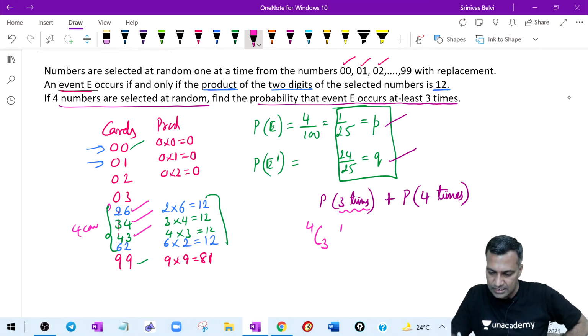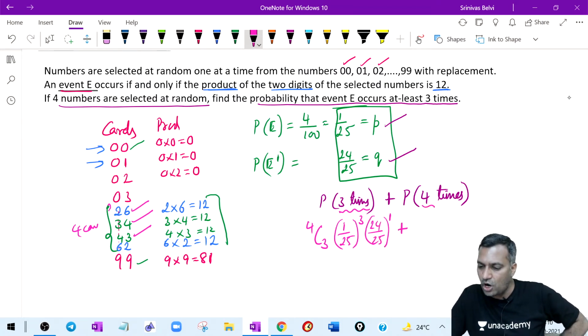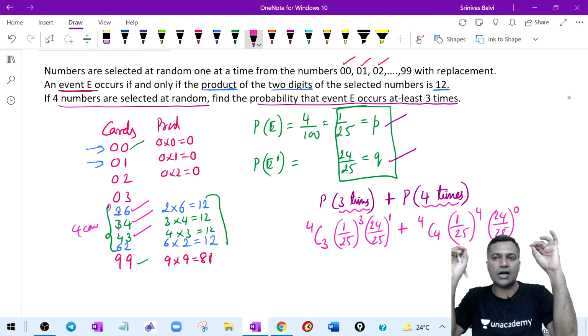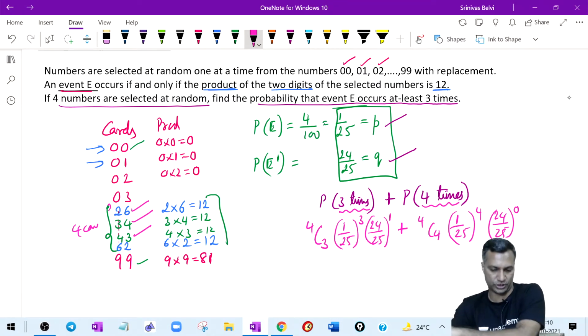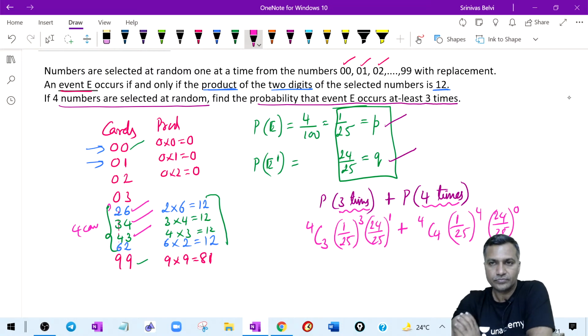So you are writing this as 4C3, 1 divided by 25 raised to power 3, then 24 divided by 25 raised to power 1, plus, I want all 4 cards which are in favor of this particular event. Then you say this is 4C4, 1 divided by 25 raised to power 4, 24 divided by 25 raised to power 0. This is the answer to this particular probability question. Is this clear to you?